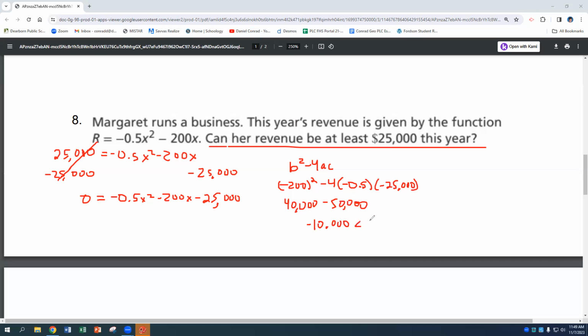So since that is less than 0, b squared minus 4ac is less than 0, we're going to have two imaginary solutions. And since we have two imaginary solutions, we're going to say no. She cannot have $25,000 in revenue because the quadratic does not have a real solution here. All right, so that's 2.6.